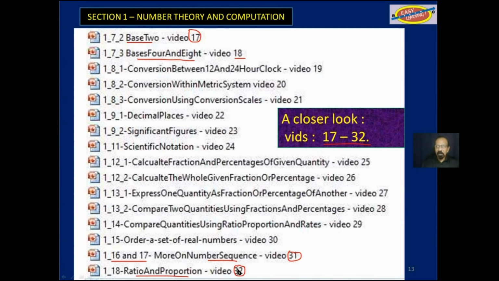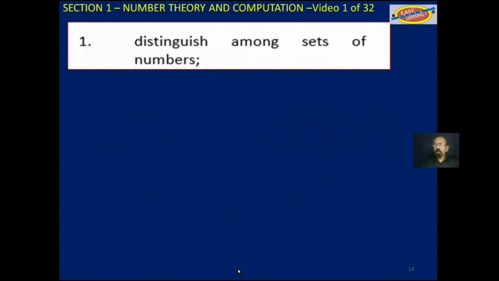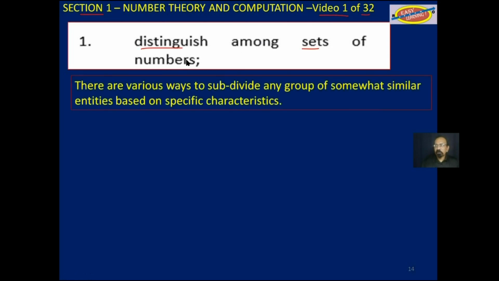So this is the largest part of the syllabus that you have to do. Remember, it covers forms 1 to forms 3 work in secondary school. So we begin with section 1, video 1 of 32. Distinguish among sets of numbers.